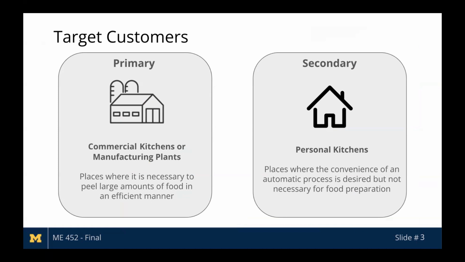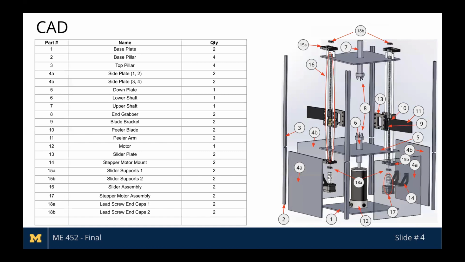And the secondary group is personal kitchens, places where the convenience of an automatic process is desired, but not necessary for food prep. We've broken down our model of the peeler into 18 individual parts and sub-assemblies, each labeled with the quantity needed in the system. On the right-hand side is an image of an exploded view of our CAD model with callouts for each part and sub-assembly, which are circled in red.